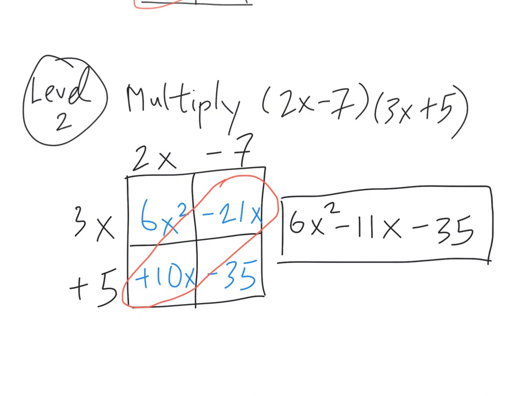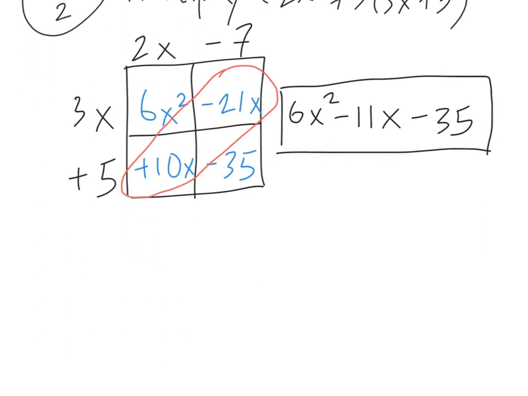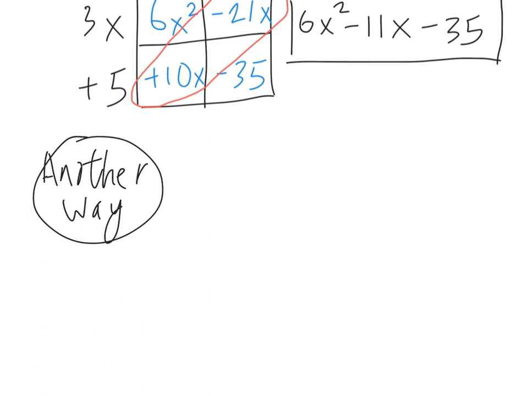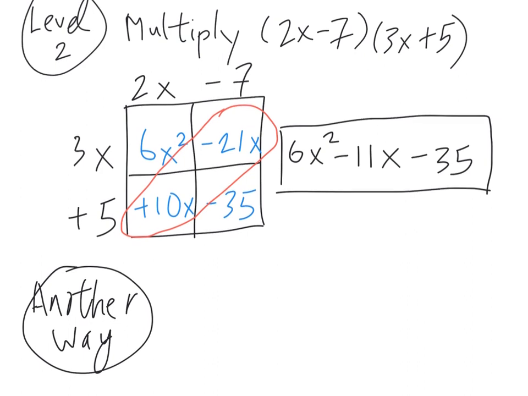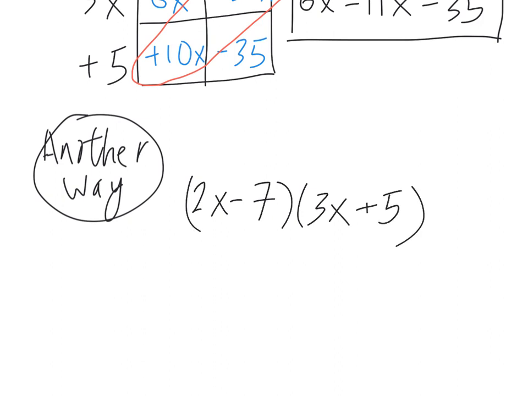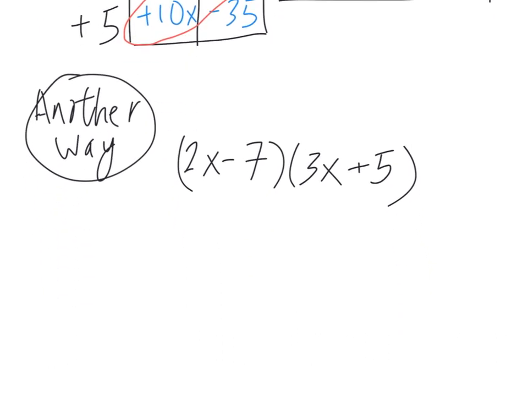But if you don't like this way, the box method, I can quickly teach you another method that can also give you the same answer. So let's try that. We're going to write over here another way. I love my handwriting. Perfect, because I'm using my finger to do it. Anyway, let's have the same problem: 2x minus 7 times 3x plus 5. Let's double check. 2x minus 7, 3x plus 5, we're good.